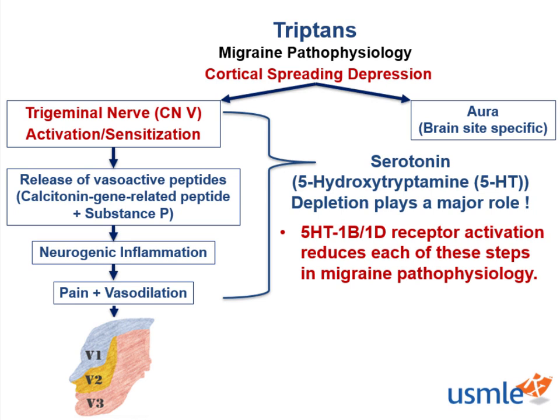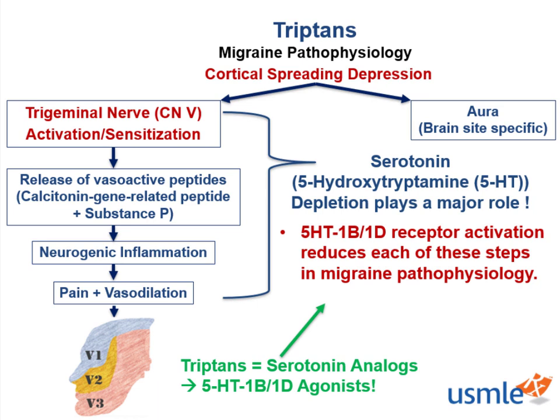Additionally, and this is a key point, the activation of 5-HT or serotonin 1B/1D receptors has been found to reduce each of these bracketed steps in migraine pathophysiology. And I bet you know where this is heading. Triptans are serotonin analogs that directly bind to and activate serotonin 1B/1D receptors to reduce the symptoms of migraines. Absolutely amazing, isn't it?